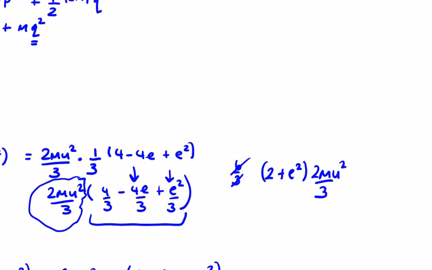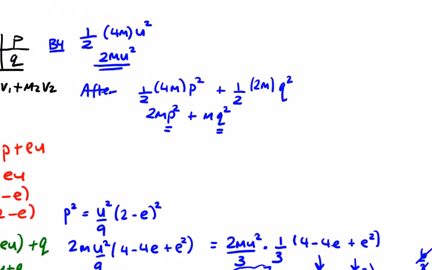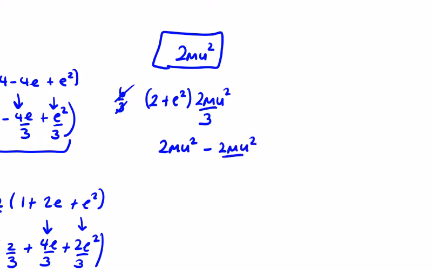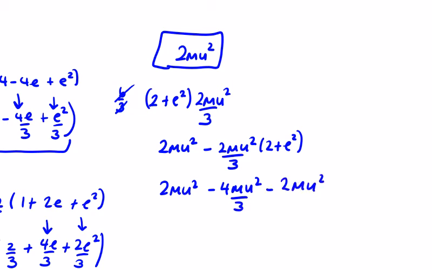So the loss is the first one. Where's the first one? What do we have? 2mu squared before. It was 2mu squared before. So if we say 2mu squared minus 2mu squared over 3 by 2 plus e squared, that will give me the loss of kinetic energy. So let's just multiply it out. I think 2mu squared minus 4mu squared over 3 minus 2mu squared e squared, 2mu squared e squared over 3.